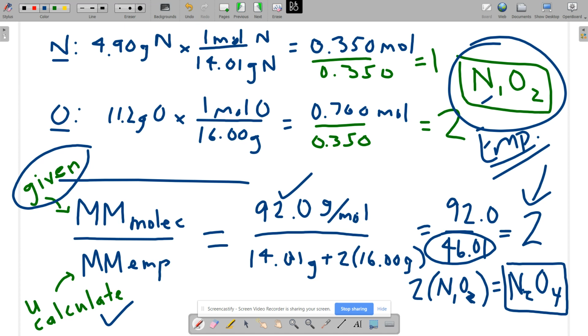So that, my friends, is the multiple. So that means that the molecular formula is 2 times that of the empirical. So we take that 2 and we multiply the empirical by that magic multiple, and this is the molecular formula. So that's the actual formula, N2O4. What do you guys think?